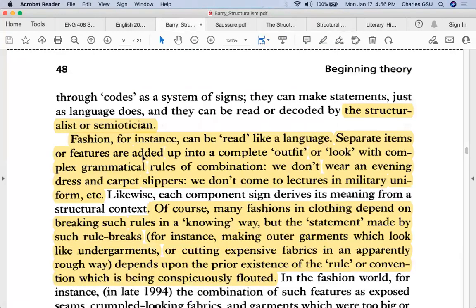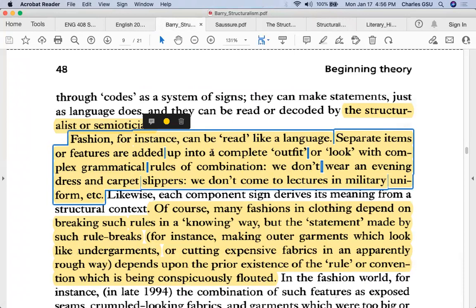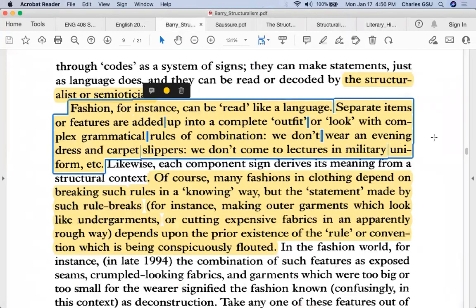So he's going to say here, for instance, fashion can be read like language. Separate items or features are added up into a complete outfit or look with complex grammatical rules of combination, which is pretty much true in conventional society. We don't wear an evening dress and carpet slippers, right? If we're wearing an evening dress, we wear shoes to match. Or if we're wearing carpet slippers, or what we might say house slippers or fuzzy slippers, we might be wearing pajamas and not an evening dress. We don't come to lectures in military uniform, right?